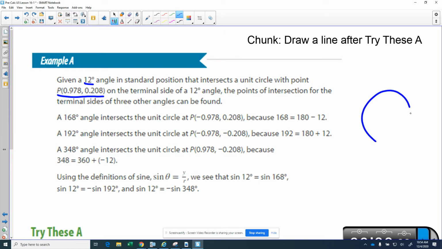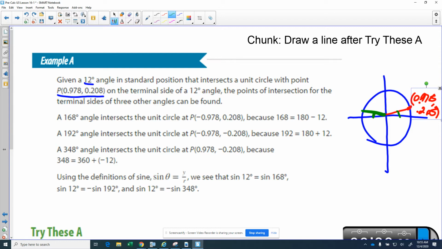If we truly think about this, here's my unit circle and here's my coordinate plane. A 12-degree angle is going to be very small, right about here. That gives us the coordinate of 0.978, 0.208. If I know that coordinate, I could use the same exact value and flip it and create a triangle right here. But we have to understand how that reference triangle relates. If this is a 12-degree angle here, then we want to assume that this is a 12-degree angle here.